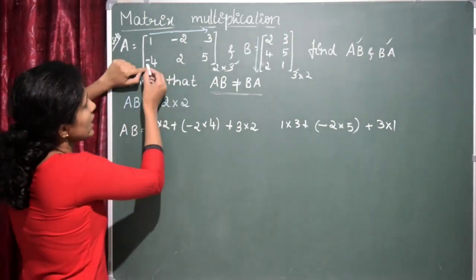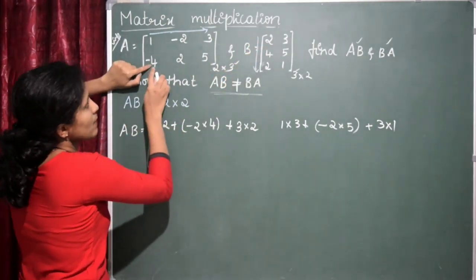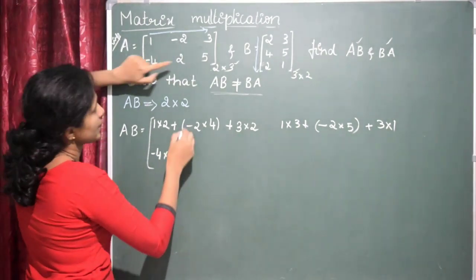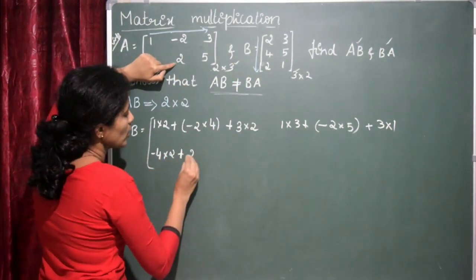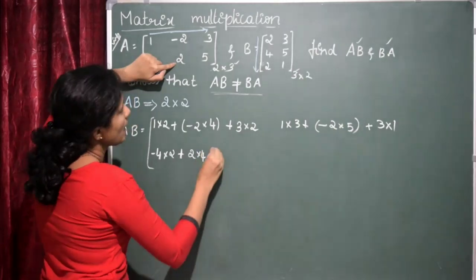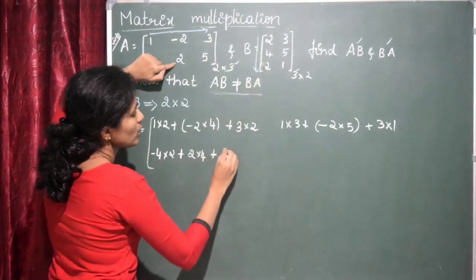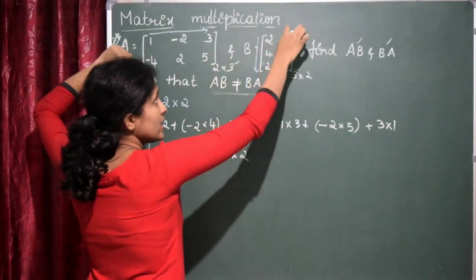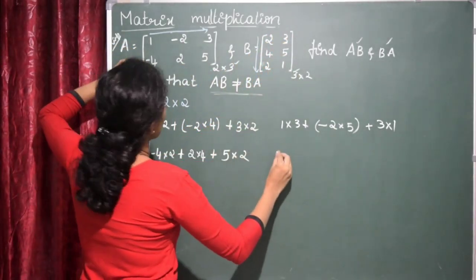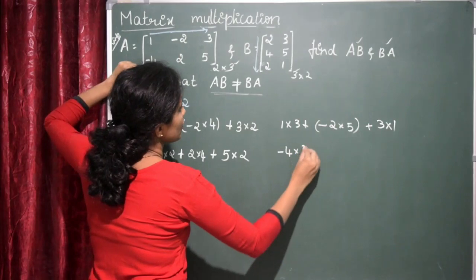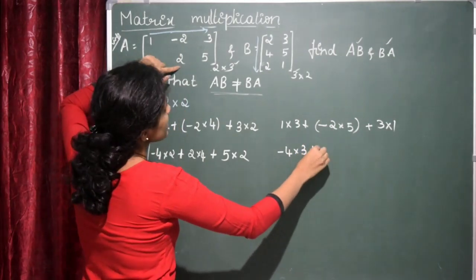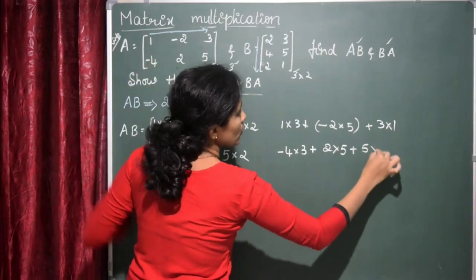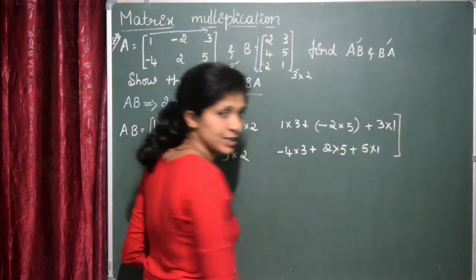Third element will be second row, first column, that is minus 4 into 2, right? Plus next will be 2 into 4, plus next will be 5 into 2. Next one, second row and the second column, that is minus 4 into 3 plus this is 2 into 5 plus 5 into 1. I hope you are understanding this one.